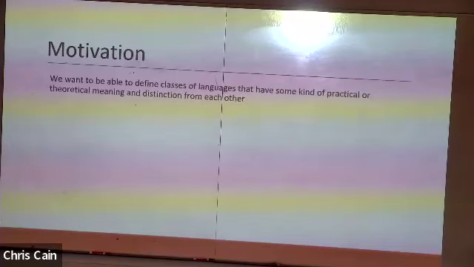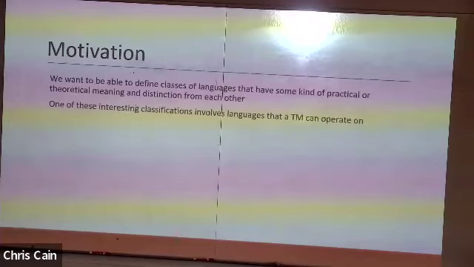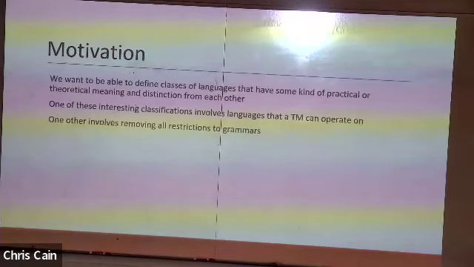So we need some way of distinguishing between these classes of languages. They can have particular practical uses or theoretical uses as we look into this. We're going to look at a couple different classes here that intrigue us. One way that we could manipulate this is by looking at a Turing machine and figuring out what a Turing machine can operate on and cannot operate on. And another removes all restrictions from grammars.